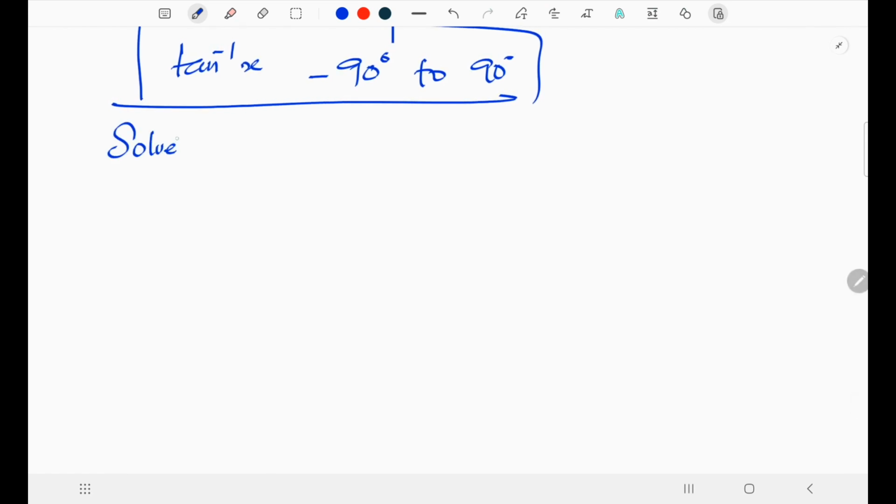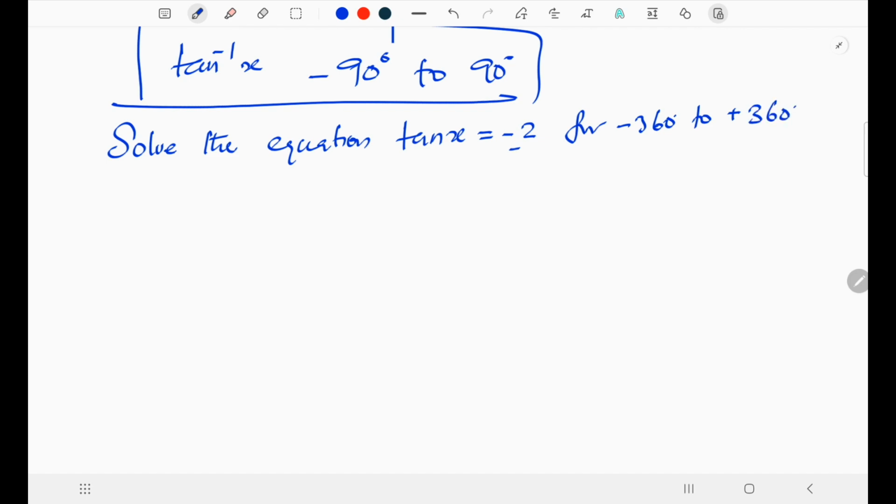Solve the equation tan x equals minus 2 for minus 360 degree to plus 360 degree. Okay, so the tan is minus 2. We need to find the x for which angle the tan is minus 2. For that, very simple, x equals tan inverse of minus 2. What is tan inverse of minus 2? If you use the calculator, it will give you minus 63.4 degree, right?